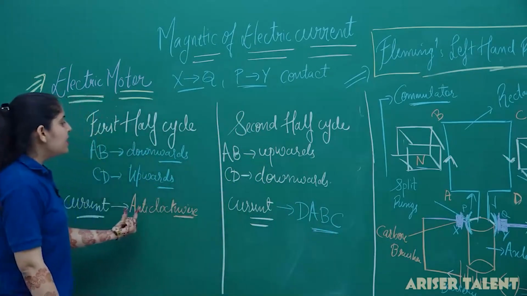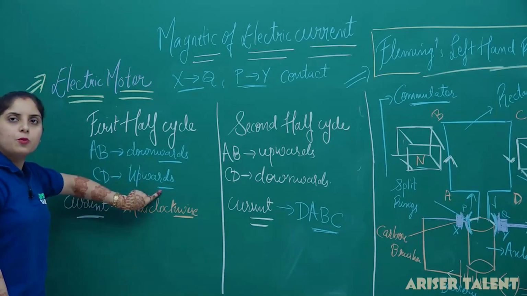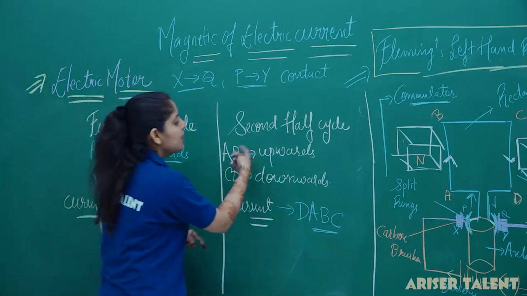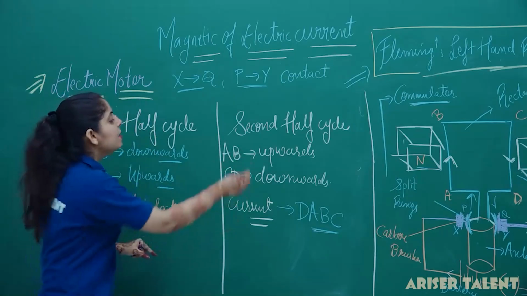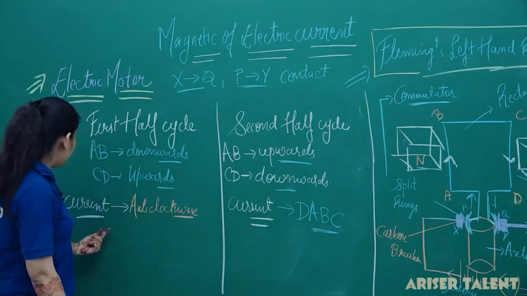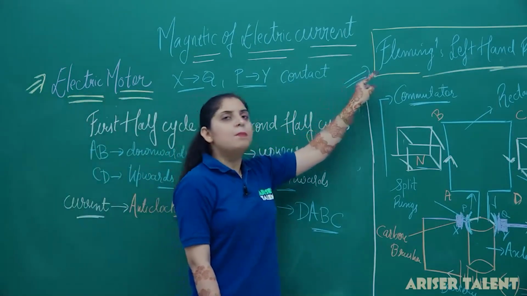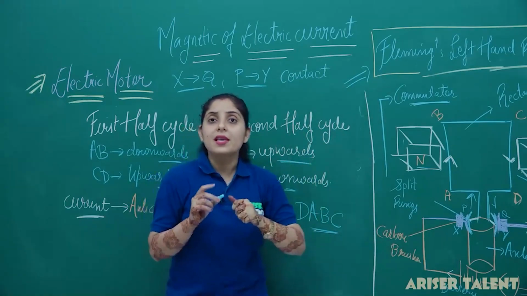So in the first case, we have seen that AB is pushed downwards and CD is pushed upwards. In the second case, the just opposite picture occurs: AB will be pushed upwards and CD will be pushed downwards, and you can see that the direction of the current will be just opposite in both the cases, and it can be found out only by using Fleming's left hand rule.